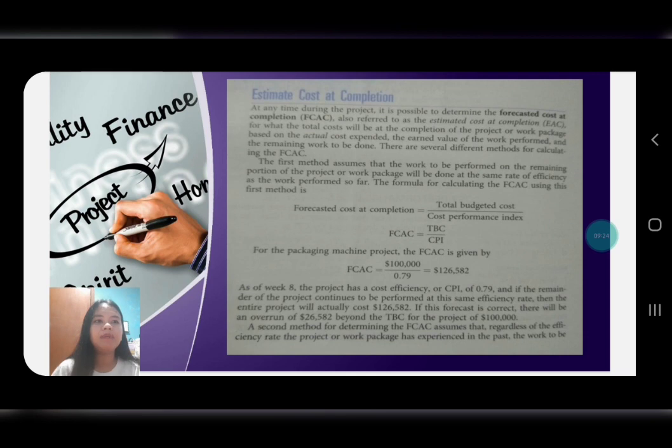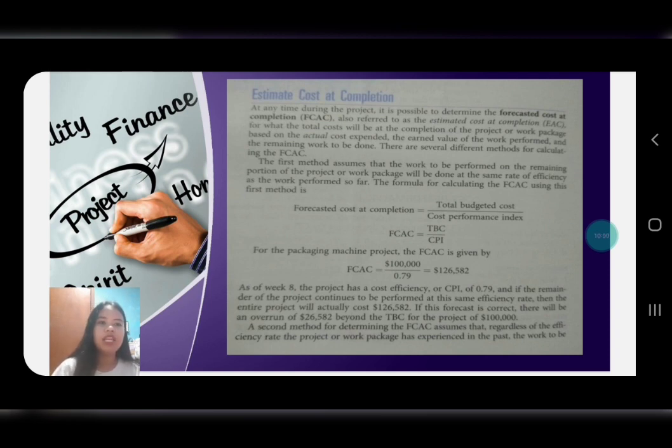There are several different methods for calculating the FCAC. The first method assumes that the work to be performed on the remaining portion of the project or work package will be done at the same rate of efficiency as the work performed so far. So the formula for calculating it is this one. The FCAC equals the total budgeted cost divided by the cost performance index. So it's the TBC divided by our CPI.